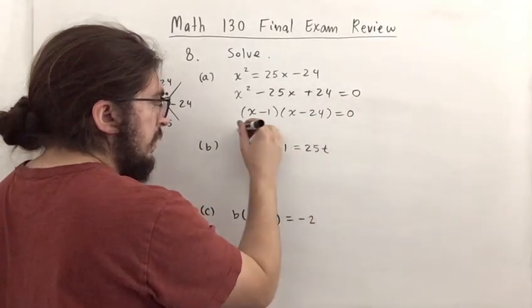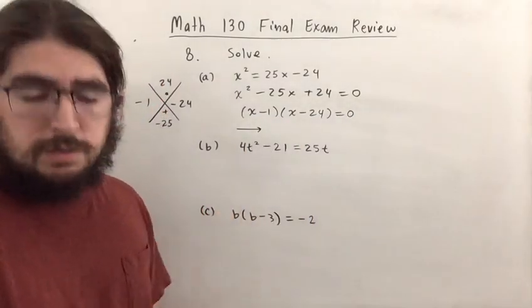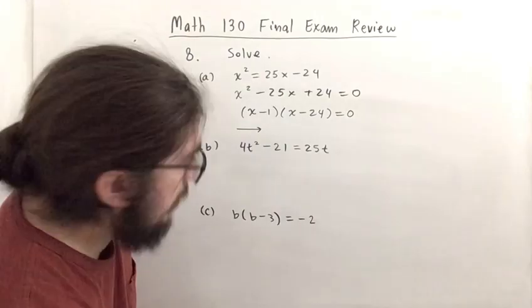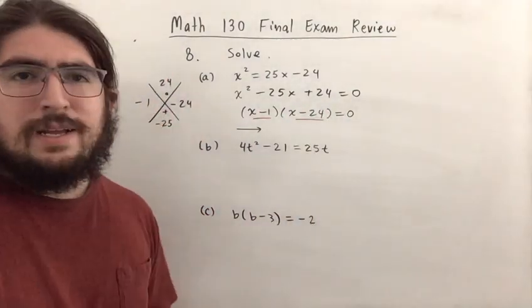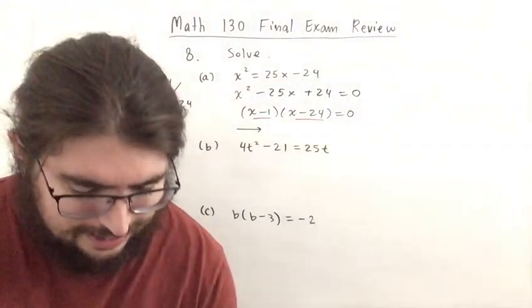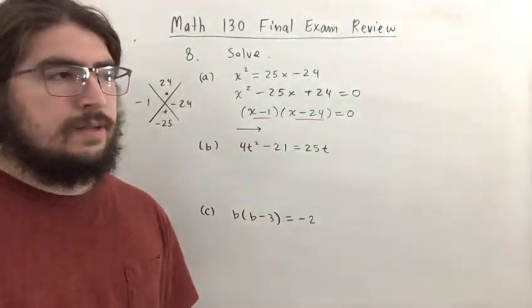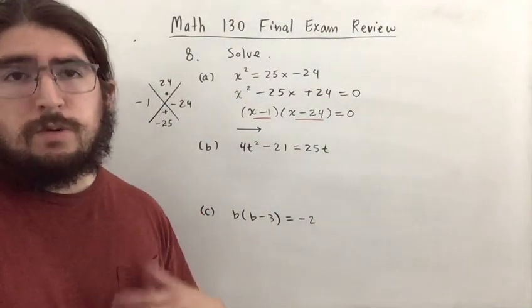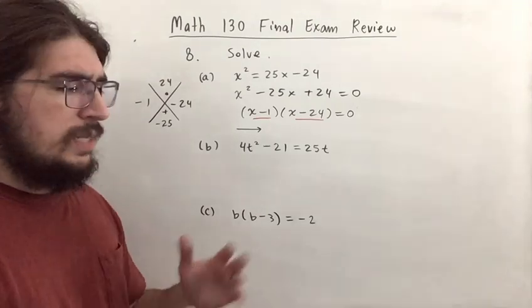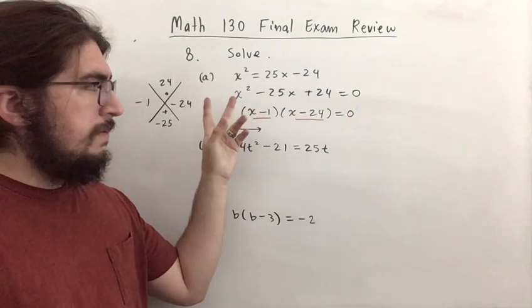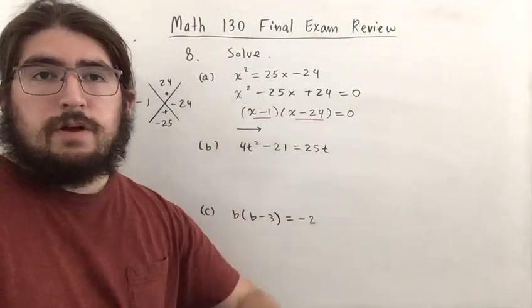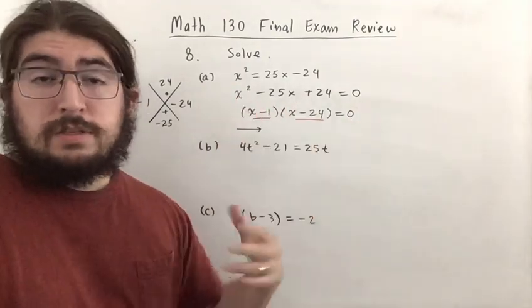And then from here, we're going to set each of these factors equal to 0. So we're going to set x minus 1 equal to 0 and x minus 24 equal to 0. Why is that? Well, it's a thing called the zero product property, or sometimes referred to as the zero factor theorem or zero factor property, depending on the book or who you ask, I guess.